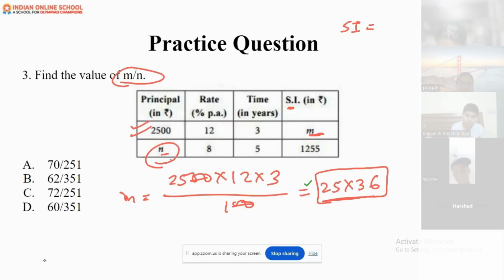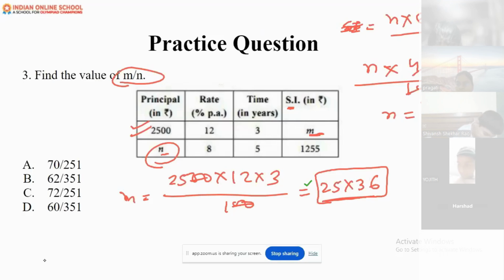So now here this is n. N is your principal. So n into 8 into 5 upon 100, and it is given to be 1255. Now n into 40 upon 100. Now n will be 2, 5. So it will be 1255 into 5 upon 2. So this is the value of n.